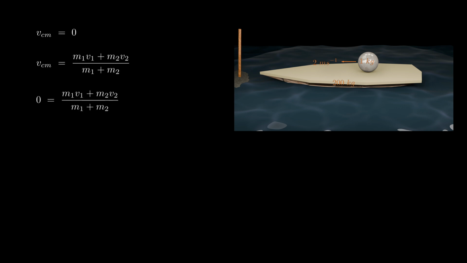In the absence of an external force, the momentum of the system is conserved. Therefore, we can apply the law of conservation of momentum to find the velocity of the boat relative to a point on the shore.